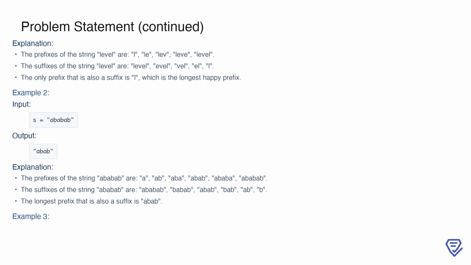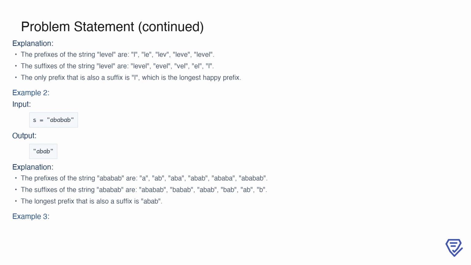For the string s equals level, the prefixes are l, le, lev, leve, and level. The suffixes are level, evel, vel, el, and l. Among these, the only prefix that is also a suffix is l. This makes l the longest happy prefix.